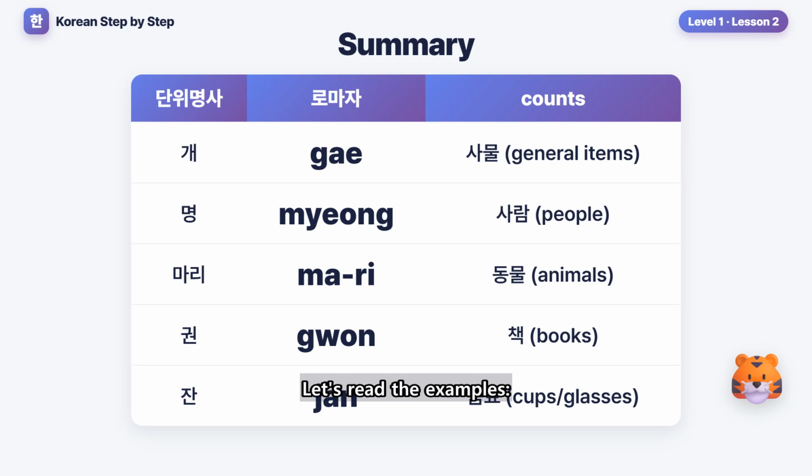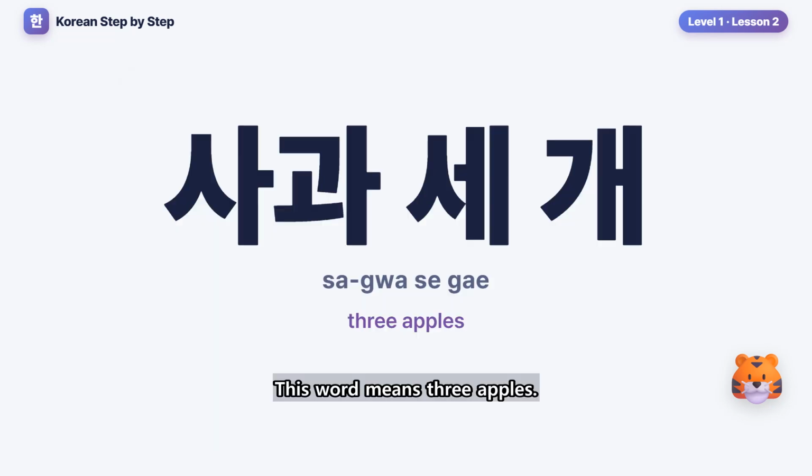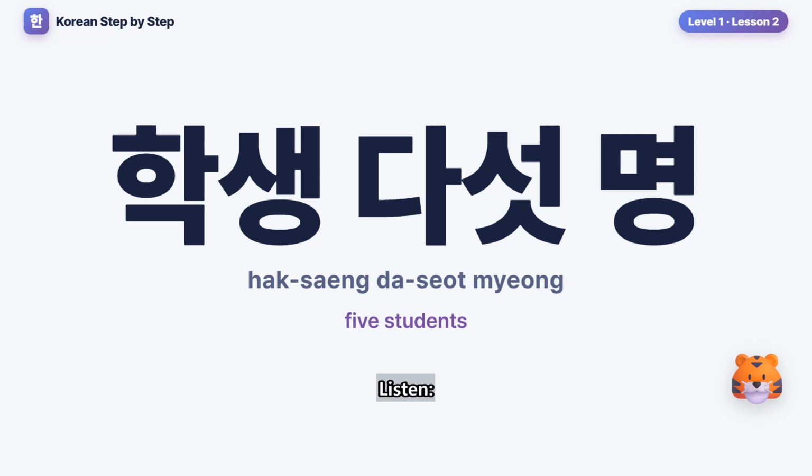Here's a summary table. Let's read the examples. 계명말이 권잔. This word means 3 apples. Listen. 사과 3개. This word means 5 students. Listen. 학생 5명.